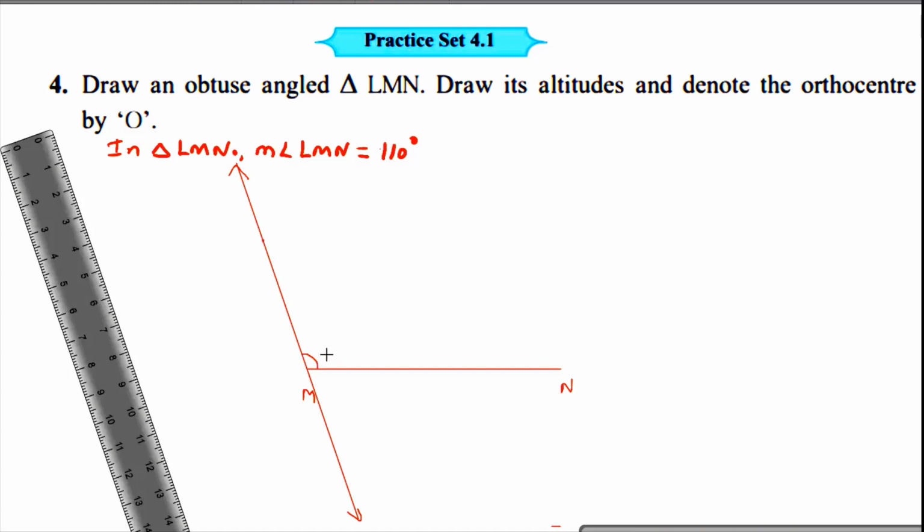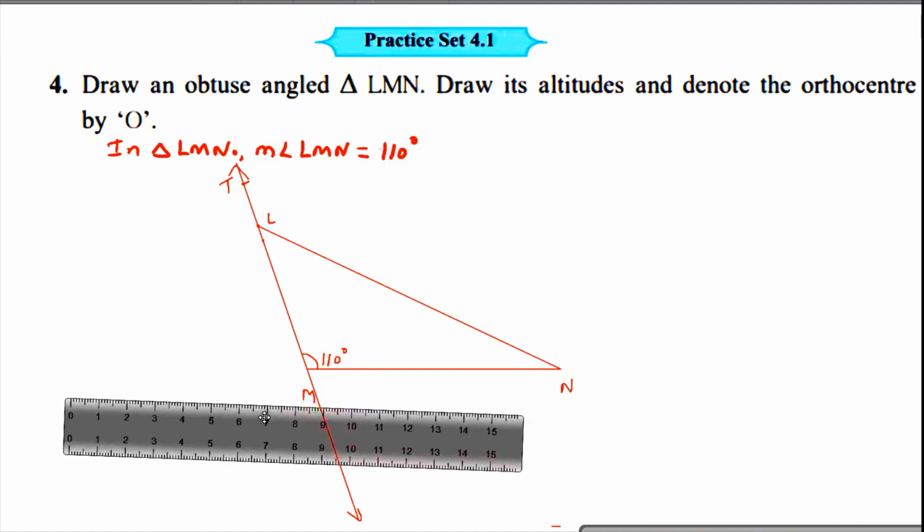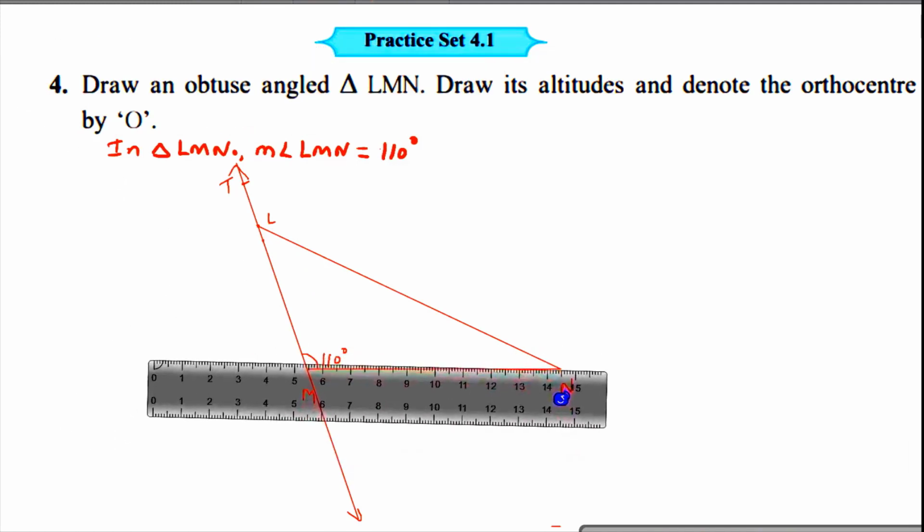Measure of angle M is 110 degrees. Take point L on the ray MT, and join the side L here. First we extend the line EMN with the help of a ruler.